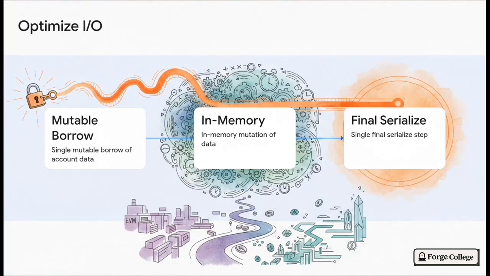Step 1. Perform a single mutable borrow of your account data. Just get it once. Step 2. Do all of your math, your balance updates, your timestamp changes, do it all right there in memory. And then Step 3.